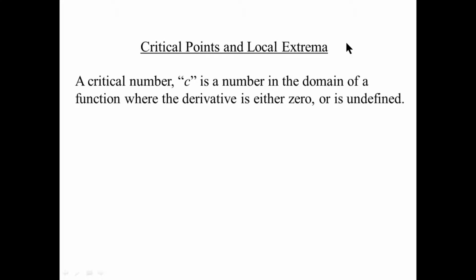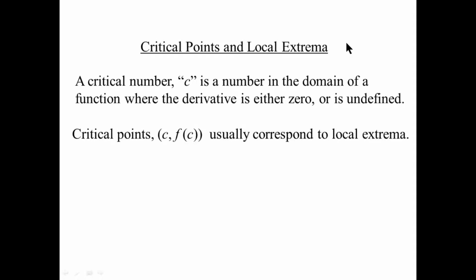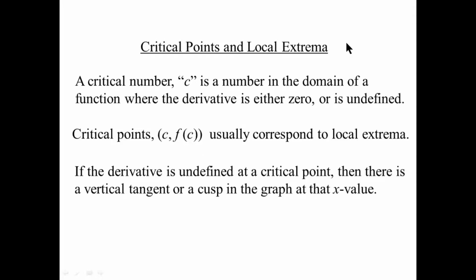Hello and welcome back to Math Class in Session, continuing with our unit on curve sketching, critical points, and local extrema. A critical number, c, is a number in the domain of a function where the derivative is either 0 or the derivative is not defined. Critical points, (c, f(c)), usually correspond to local extrema.